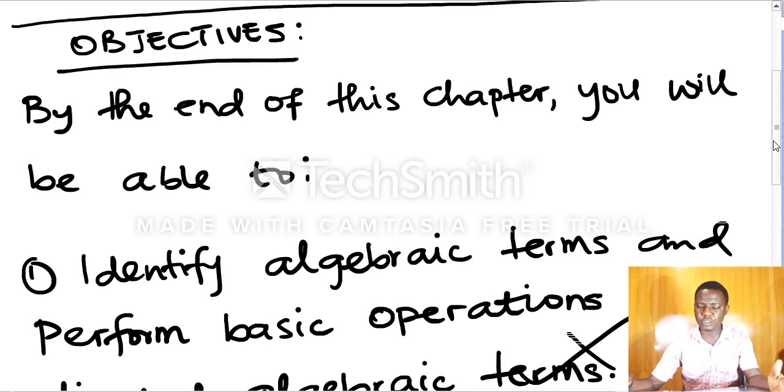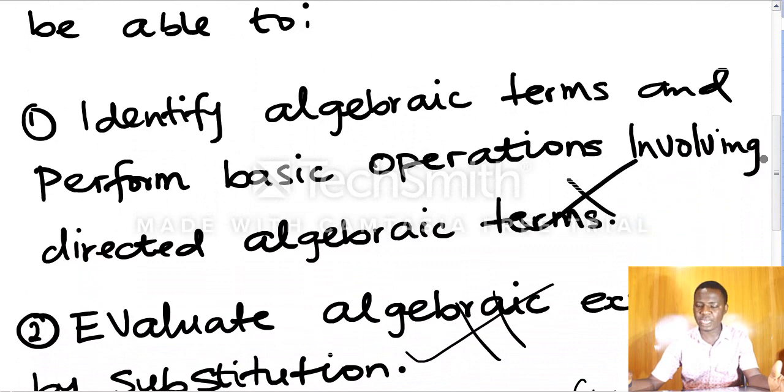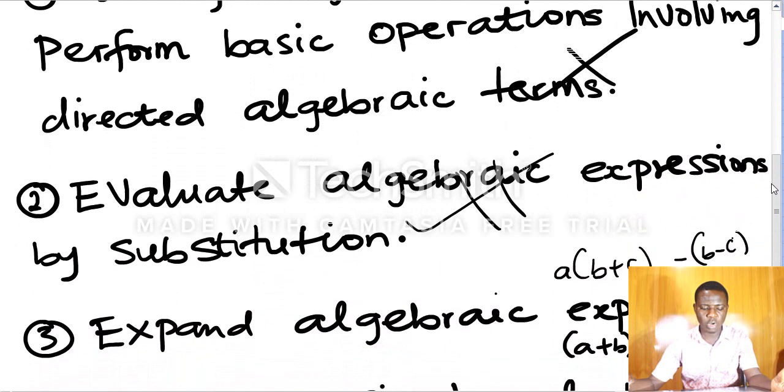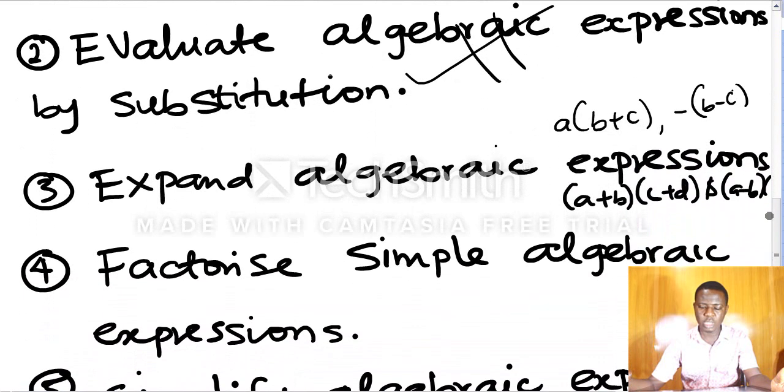By the end of this chapter, you will be able to, one, identify algebraic terms and perform basic operations involving directed algebraic terms. That we have done. We have also tried to evaluate algebraic expressions by substitution. Also, in our last class, we were able to expand algebraic expressions in the form of (a + b)(c + d), and also of the negative form.